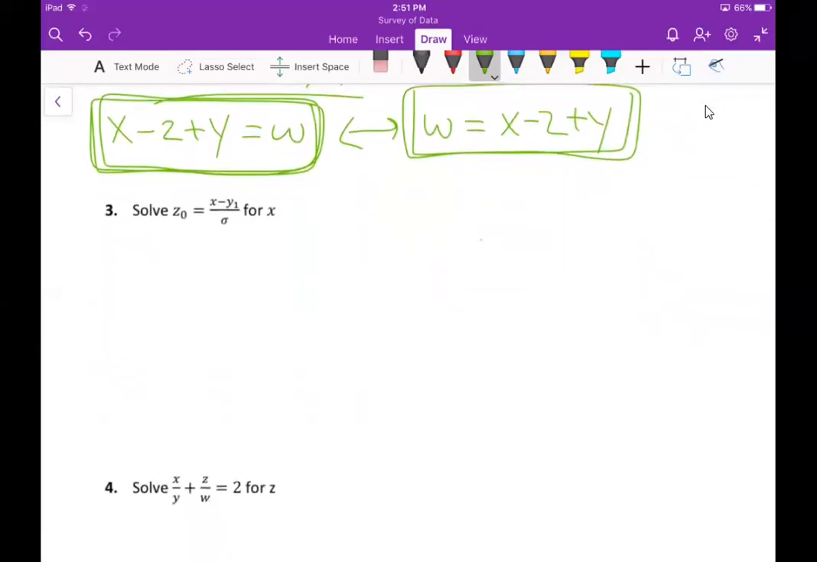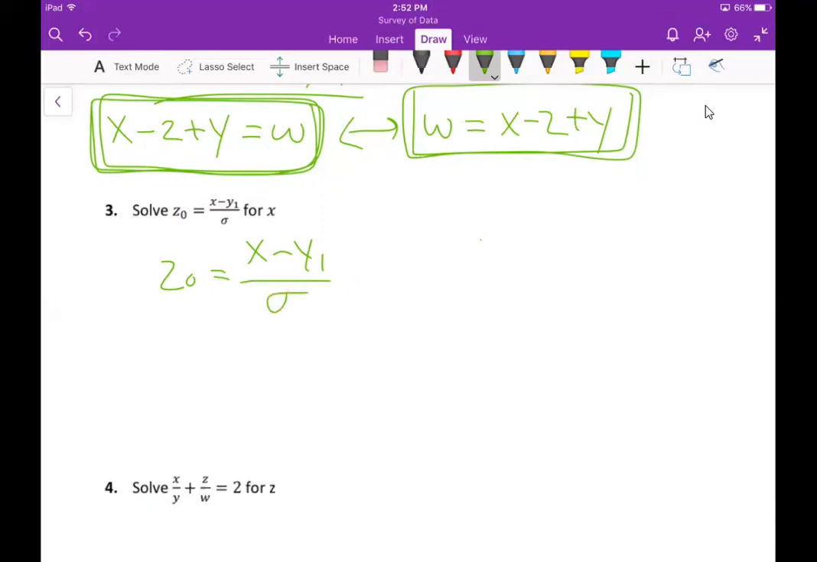All right, what about this one? Again, you're starting to see some symbols you don't recognize. That's okay. What you want to do is solve it for X. So we want to get this X that is currently in the numerator of a fraction by itself. So I'm going to rewrite this equation. Z sub 0, also called Z naught, equals X minus Y sub 1 over that fancy symbol called the sigma.